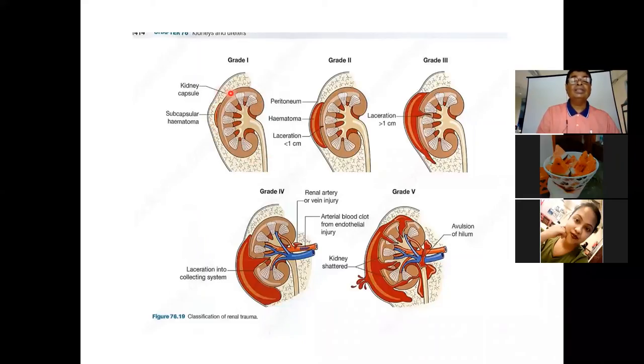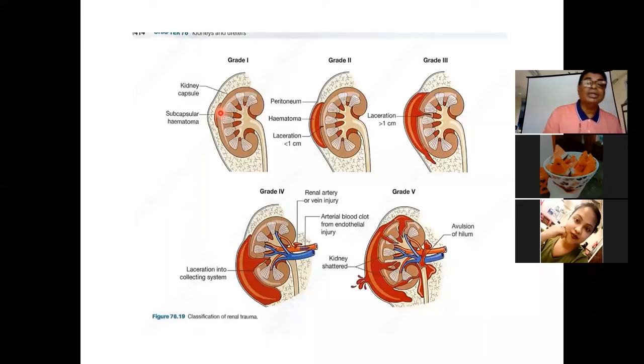This is the renal capsule. Here you will get only a subcapsular hematoma. There is no laceration, only contusion. Following renal contusion, there may be a small hematoma, and this hematoma is subcapsular, below the capsule of the kidney.